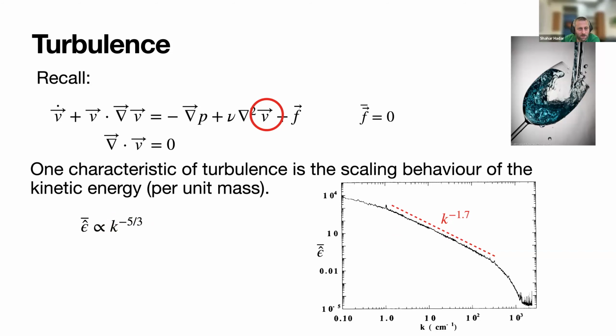Amos, can I ask a question? Now, so what sets the range in which you have this k to the minus 5/3 behavior, like where this behavior ends and starts? Yes, this is a good question. I'm going to answer it now. Okay.